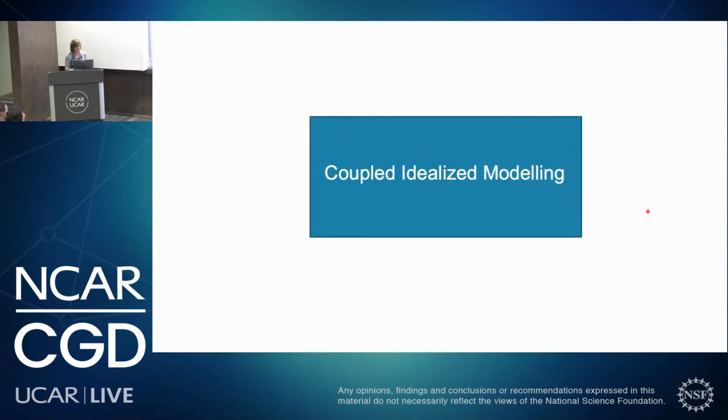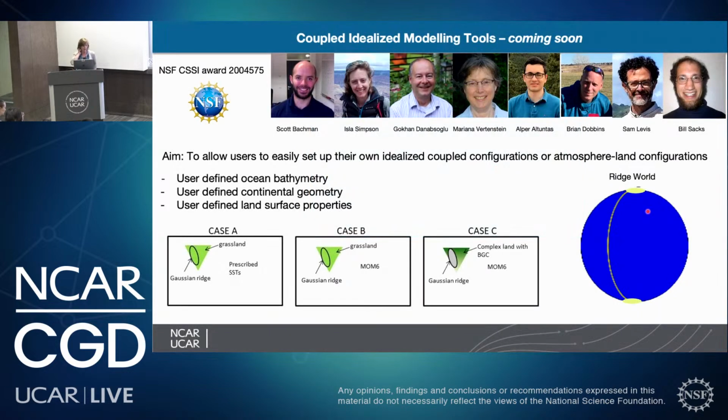And then the final thing I just want to mention is some ongoing efforts for coupled idealized modeling. We've had this project for the last couple of years that has been funded by NSF to really simplify the setup of your own idealized coupled configuration. An example of what this is targeted towards is a coupled aquaplanet where you say you want to put a ridge and see how just doing that gives you an ENSO, for example.